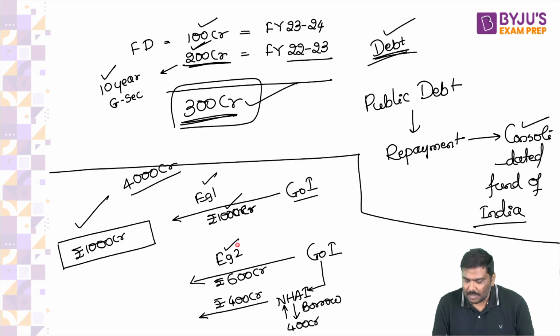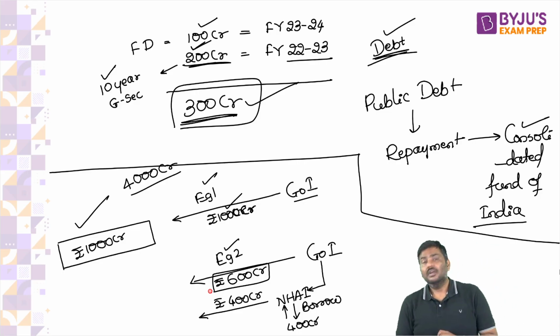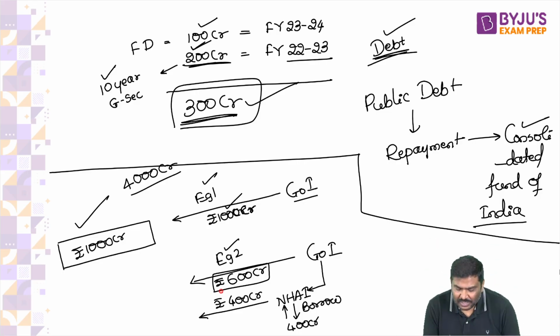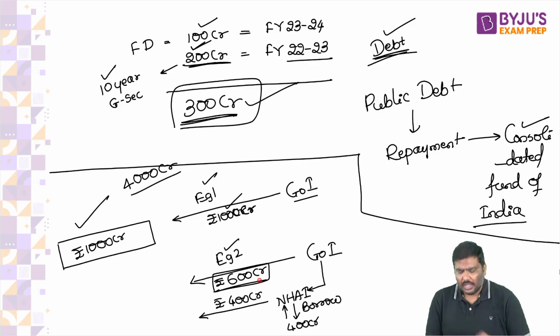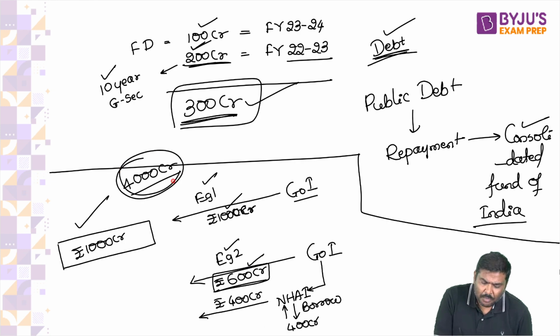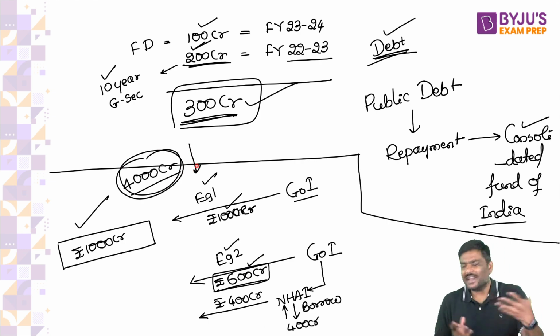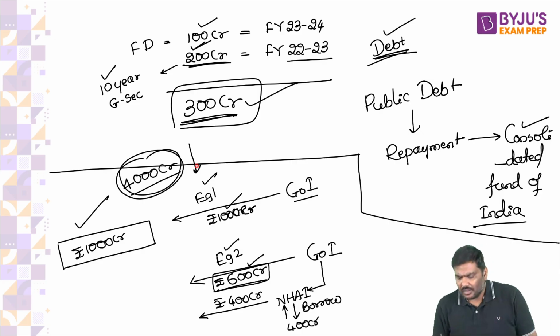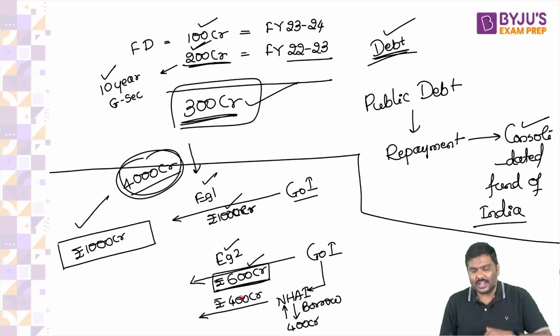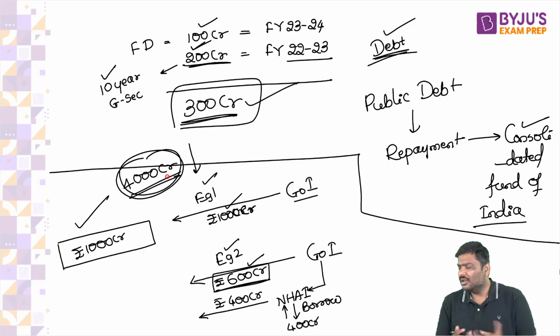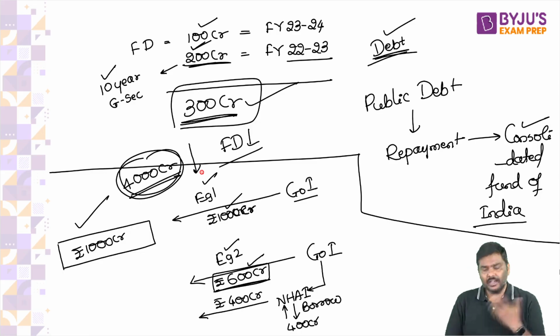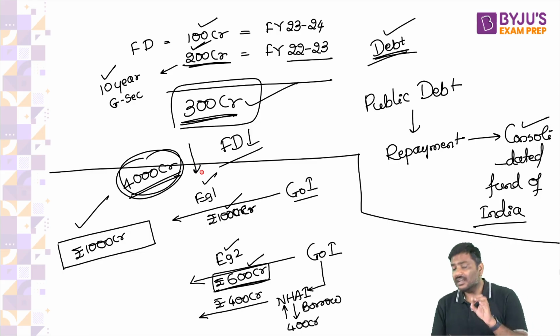But in the second example, how much is Government of India spending? Tell me. 600 crore. If Government of India's expenditure comes down, don't you think the borrowings will also come down? It's a basic idea. So don't you think the fiscal deficit would be lower in example 2? Yes, it will be lower.